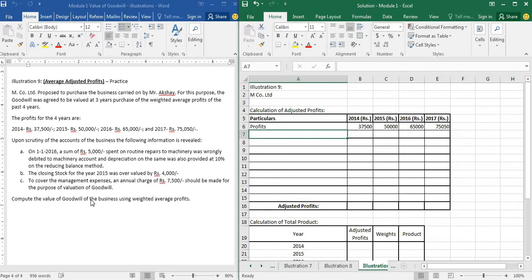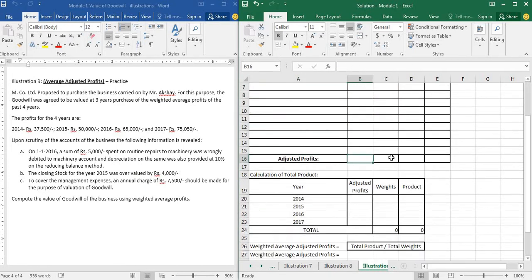In order to find out the value of goodwill using weighted average profits, first I'll have to find out the adjusted profit. I'll have to make the corrections. Once we make the corrections, then using the adjusted profits, we are going to find out weighted average adjusted profits. We are going to take the adjusted profits and multiply them with the weights. Weights are not given in this problem, so I'll just mention here how we'll take the weights. We are going to take the weights like this: 1, 2, 3 and 4. Pretty simple, ascending order.